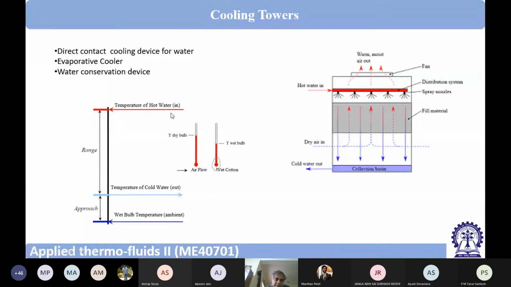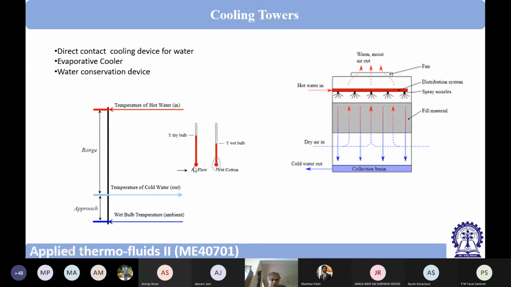And this range, let's say this is delta T, multiplied by Cp of water and the mass flow rate of water, is the amount of heat which is taken from the water. Okay. So cold water temperature, let's say it is Cw, and hot water temperature is Hw. Hw minus Cw is the range. And m dot w into Cp into range becomes the cooling capacity of the cooling tower. Okay.